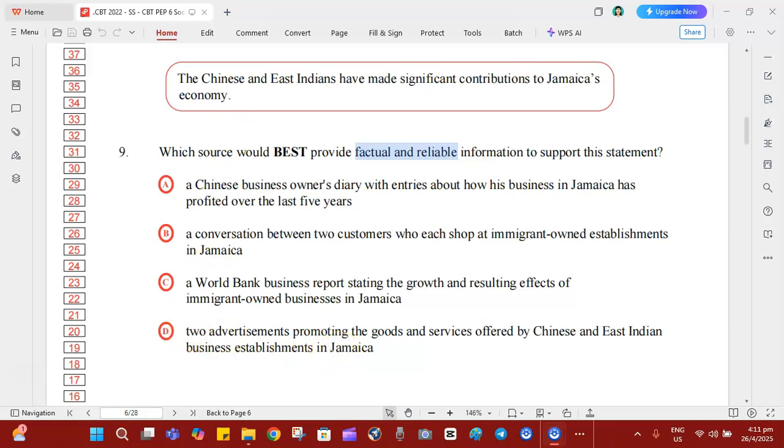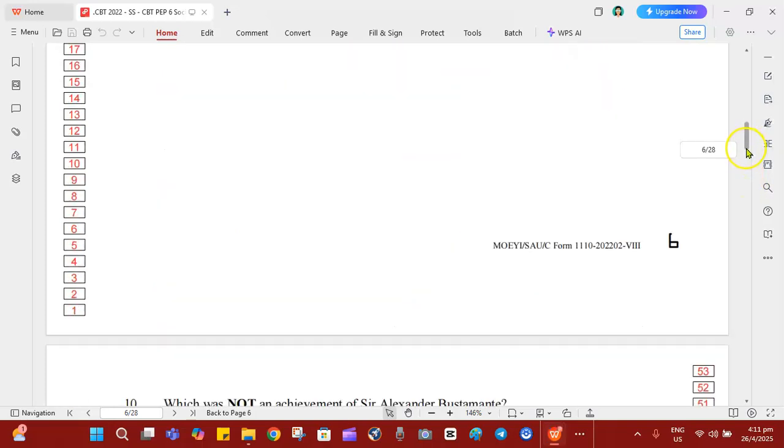Advertisements can have just about anything on them. It doesn't have to be factual and reliable. So the most reliable would be C, a World Bank report, a business report.